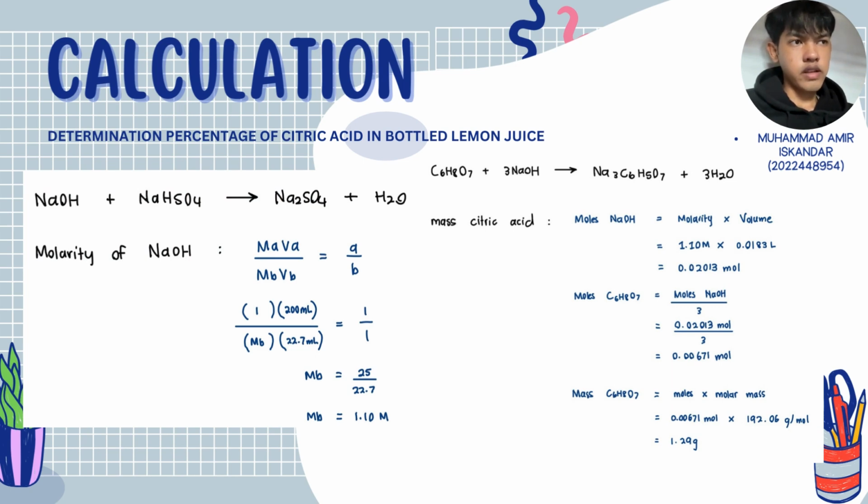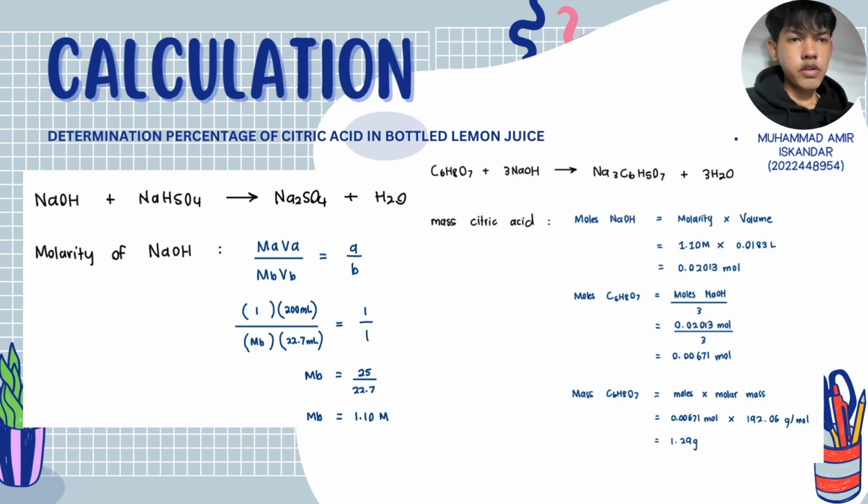Based on our titration result, first we have to calculate the molarity of the titrant, which is sodium hydroxide. To do this, first find the balanced equation of the reaction between sodium hydroxide and sodium hydrogen sulfate by using the formula MAVA over MBVB equal to A over B. We can determine the molarity of the base, which is MB. The volume of titrant, VB, use the average volume of NaOH in the standardization titration. After calculation, the molarity of sodium hydroxide is 1.10 mol per liter.